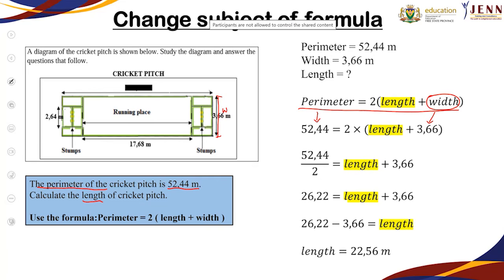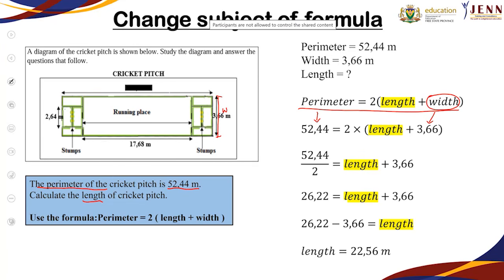So in all, you have 52,44 equals 2 multiplied by the length plus 3,66 meters. What I normally say is you need to look at your target. Now the target is the length, I've highlighted in yellow. So your main aim is to get the length on its own, on one side.